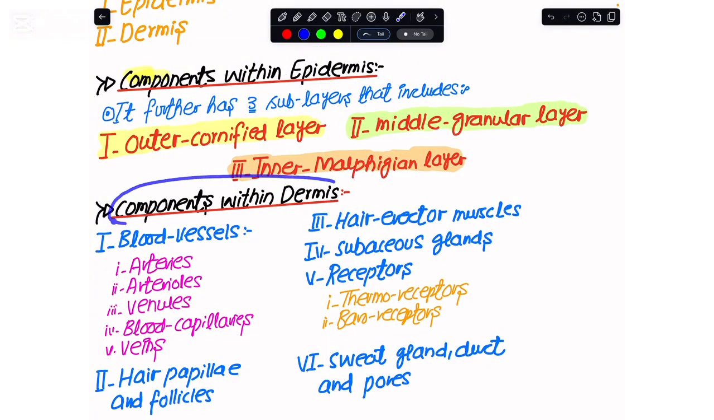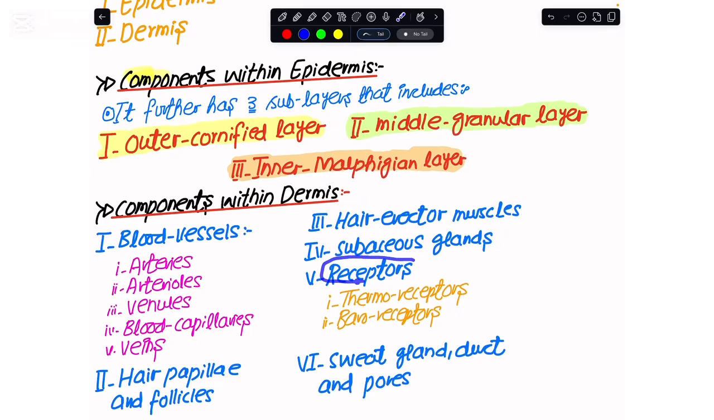And when we talk about the dermis, in the dermis we have the blood vessels. Among the blood vessels, we have the arteries, the arterioles, and the venules. Then there is the presence of the blood capillaries, and at the end, we have the veins. Moving onward, we have the hair papillae, or hair follicles, and along with that we have the hair in them, and the hair erector muscle. Then the sebaceous glands come up.